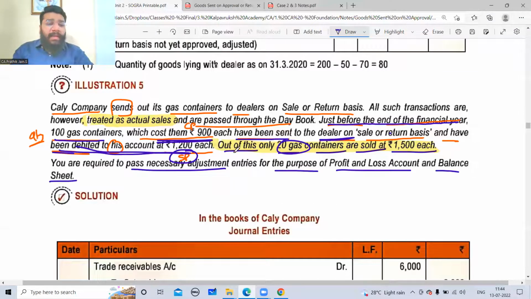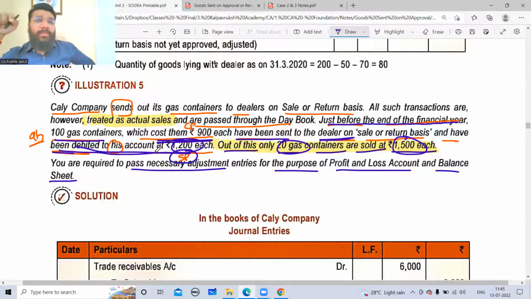After that, there's a line that out of this, only 20 gas containers are sold at 1,500. My question is, what is this 1,500? And then what is this 1,200? Can somebody explain this? Correct. Others? How many of you agree with Siddhi?